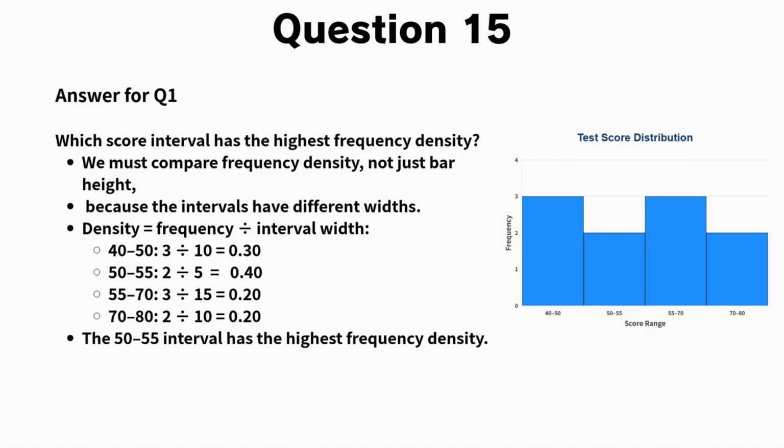Comparing all densities, 0.30, 0.40, 0.20, and 0.20. The highest is 0.40 for the 50 to 55 interval. This is a crucial SAT concept. When histogram intervals have unequal widths, you cannot simply compare bar heights. You must calculate frequency density to make fair comparisons between intervals of different sizes.